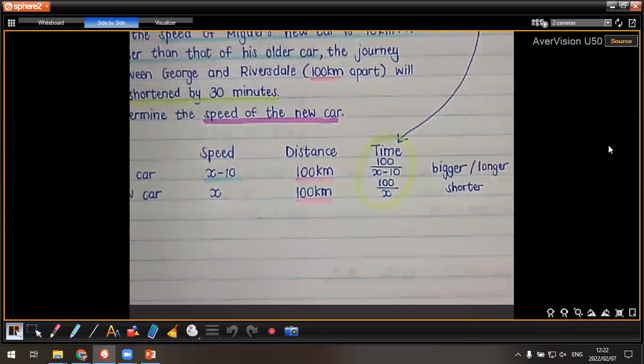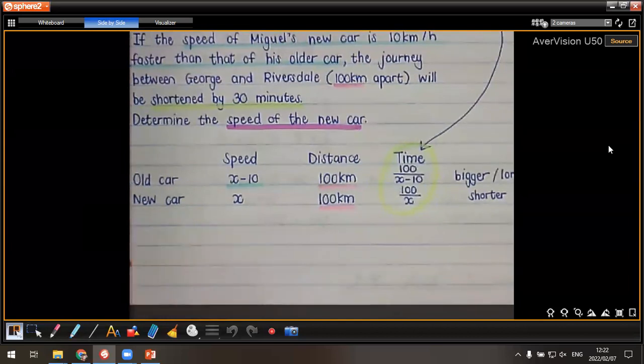Okay? So the time of the old car minus half an hour will be the same as the time of the new car. Does that make sense? Or you can go the other way around and say the time of the new car, if I add half an hour to that, it will be the same as the time of the old car. Right? Does that make sense?